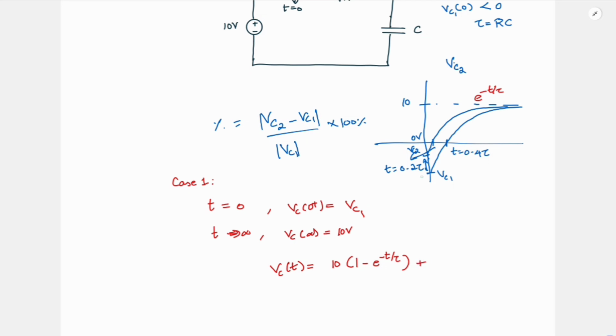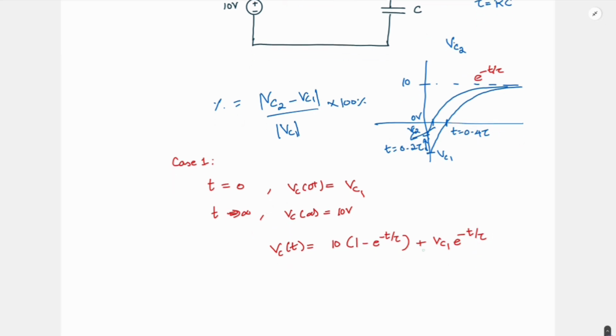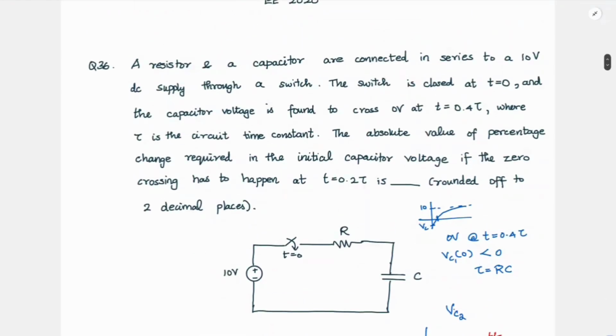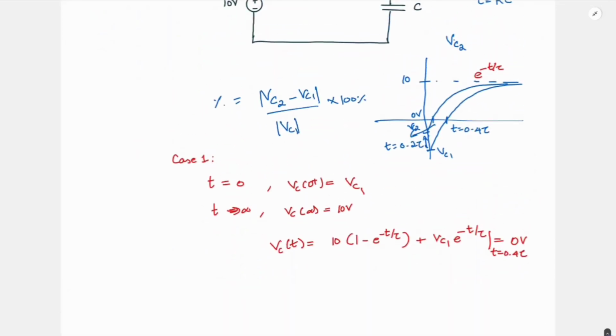So at t equal to 0, what is the value? It is some VC1. And at infinity, I want this term to vanish. So I will write it as e power minus t by tau. So when t tends to infinity, this term will go away, only 10 volt will remain. So this is how you can quickly get the equation. And I want the position where it is crossing 0 volt. So I'll equate this to 0 at time t equal to 0.4 tau, right? 0.4 tau.